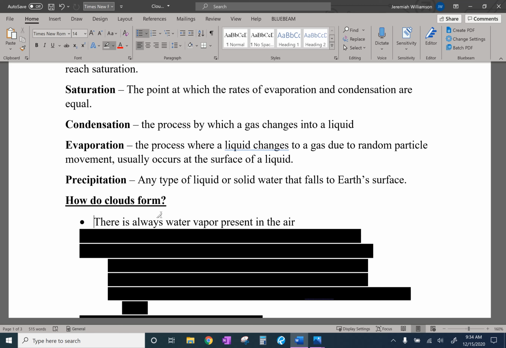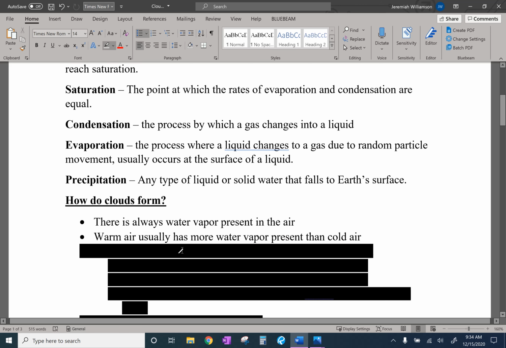Some of you may have to run humidifiers in your home this time of year. Some of you may have to run dehumidifiers. And all that means is that a humidifier puts moisture into the air. Dehumidifiers take moisture out of the air. All right, the next thing.